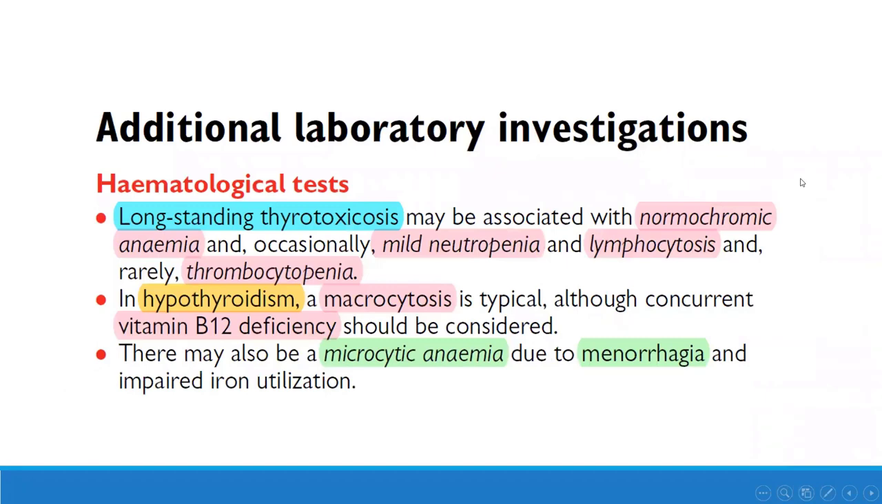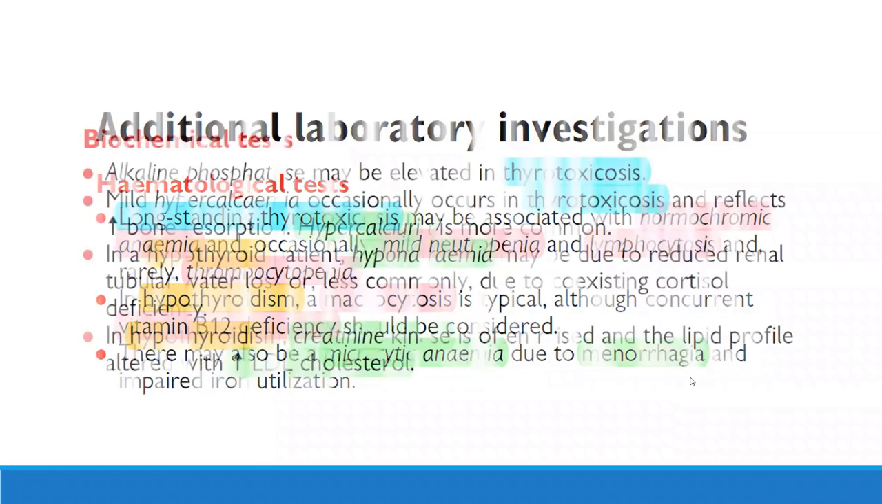Some additional laboratory investigations, just two or three pages from the Oxford Handbook. Hematological tests: long-standing thyrotoxicosis may present with normochromic anemia, mild neutropenia, lymphocytosis, and thrombocytopenia. Don't forget this. Hypothyroidism may present with macrocytosis, although concurrent vitamin B12 deficiency should be considered.